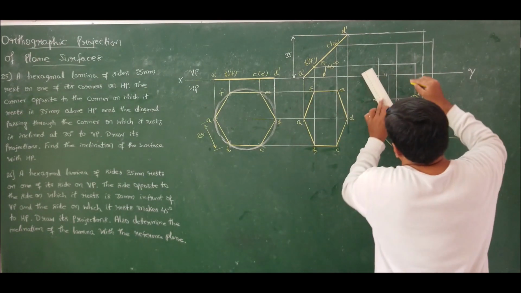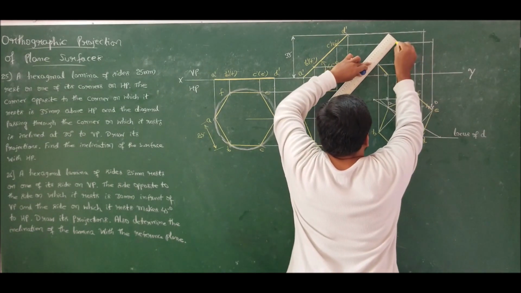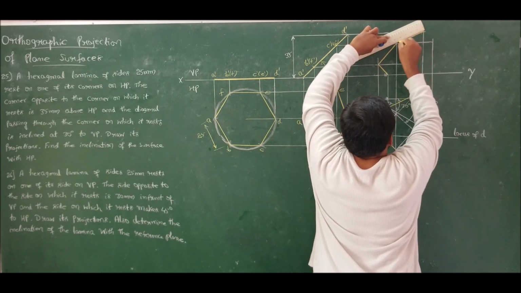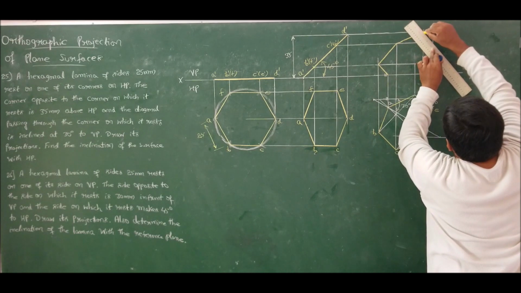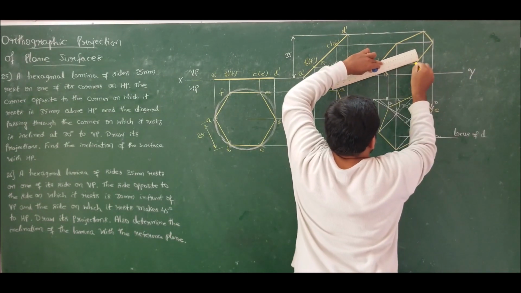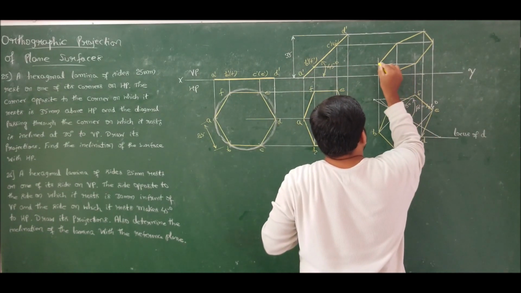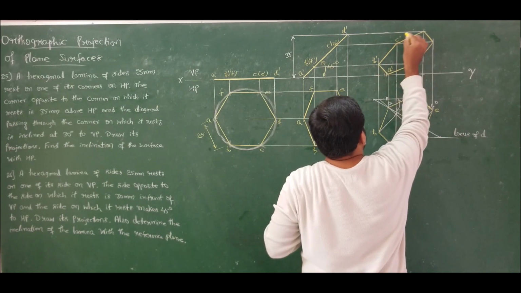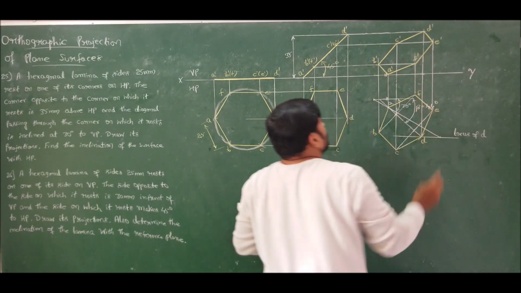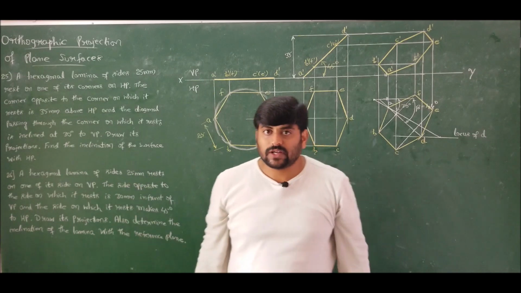Now connect this. We have A to B, B to C, C to D, D to E, E to F, then F to A. That is A dash, B dash, C dash, D dash, E dash and F dash. So this is a complete solution for problem number 25.